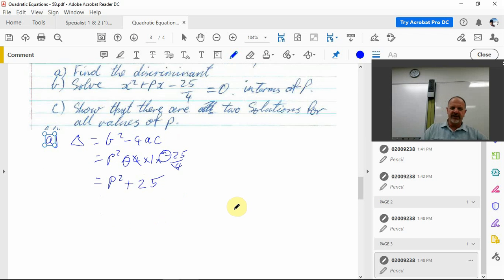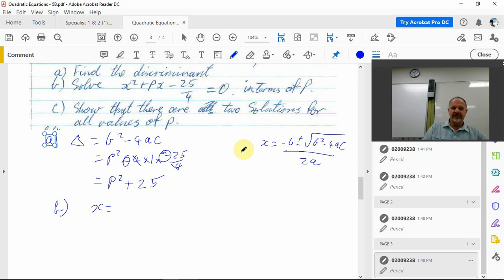Solve that in terms of p. Well, again, this is where we use the quadratic formula. So x equals negative b, plus or minus the square root of b squared minus 4ac, all over 2a.